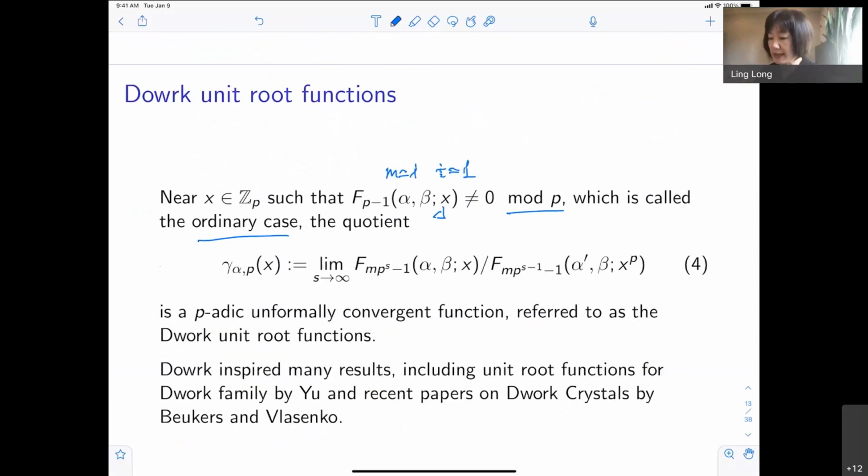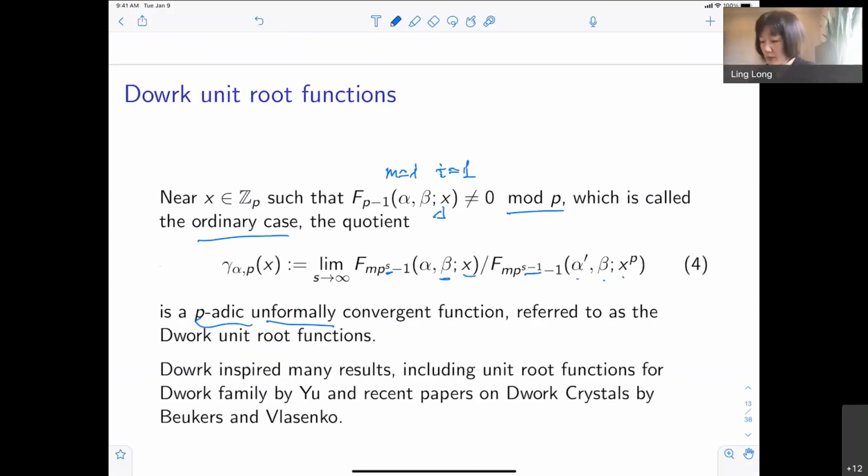So in the ordinary case, if you look at the consecutive ratio, it's at p to the s. Here is p to the 1 power less over here. On the top, you put your alpha, beta, which is all ones for beta, and x. In the denominator, you put the alpha under the dash operation. You put the beta, you put the x to the p. The ratio is going to be a p-adically uniformly convergent function. It's referred to as the p-adic unit root function.